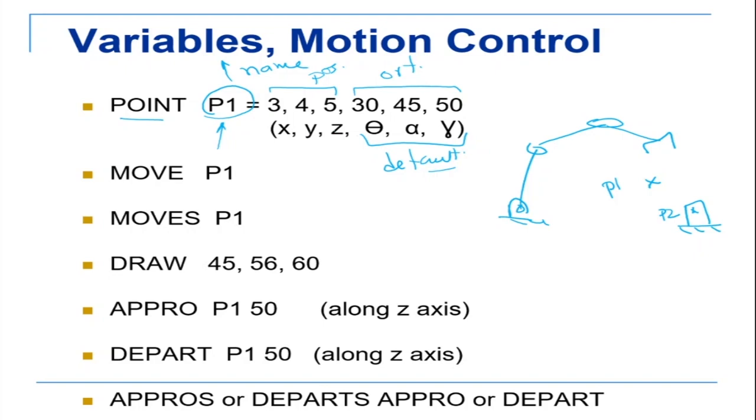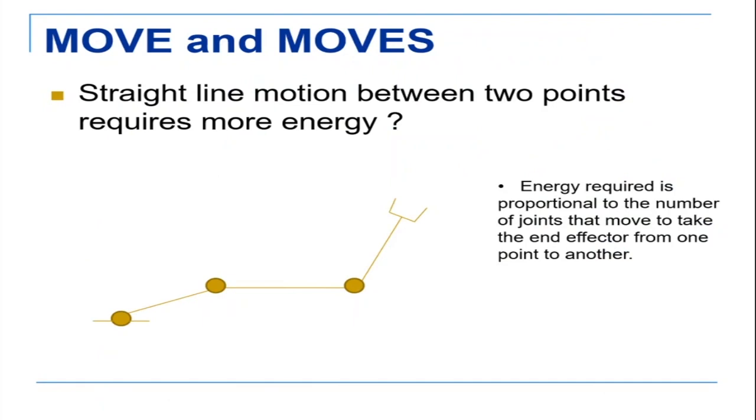Now we have an interesting question here. Suppose I'm here and I want to go here. This is my point P1, and I say move P1. So how is it going to go from there to there? There are 3 degrees of freedom here, so there is a 3 DOF arm. Is it going to go in a straight line? Is it going to take a curve? What is it going to do? If you don't think and simply answer, you're likely to say that it will follow a straight line. Well, that's a wrong answer.